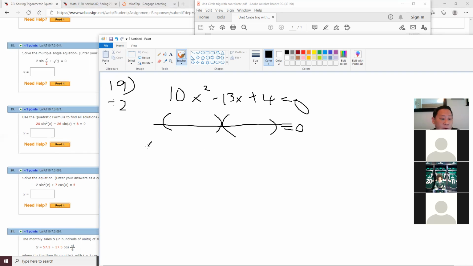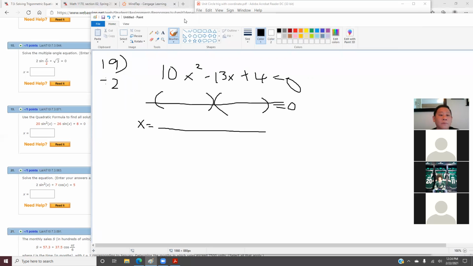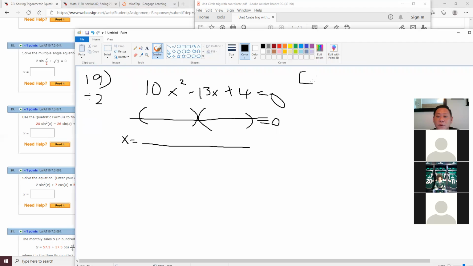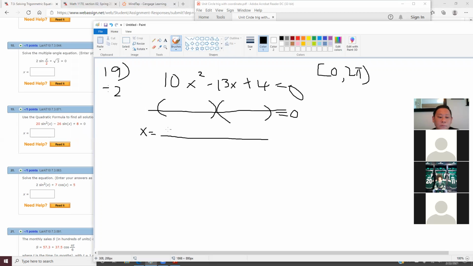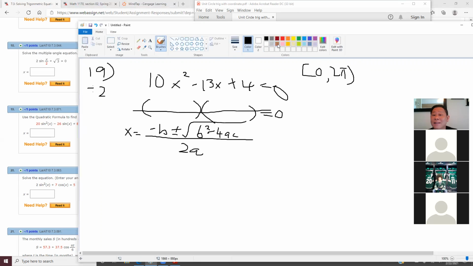Can someone tell me what the quadratic formula is here? You need to know this. And your answer has to be 0 to 2 pi. Anyone else? Quadratic formula? You should know this. Negative b plus or minus the square root of b squared minus 4ac, over 2a. Yep. Okay, this is your quadratic formula. And class, if you don't know this, it's basic stuff, the quadratic formula.